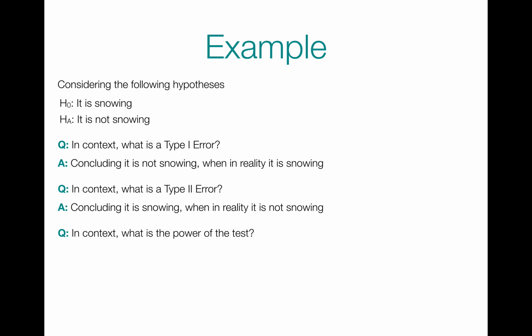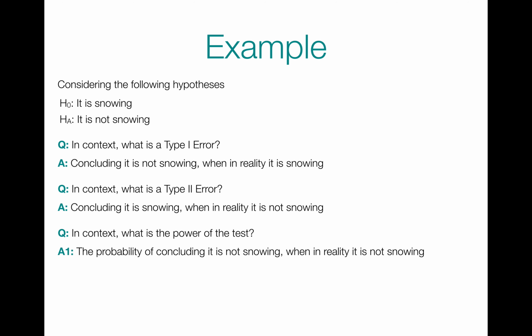So, lastly, what about the power? Now this is probably the trickiest part of the three. So, remember the power was the probability of rejecting a false null. So if I reject, I say it's not snowing. If the null is false, that means the reality is it's not snowing. So the first way you can write this is the probability of concluding it is not snowing when in reality it is not snowing. Basically, you've made the right decision in a specific way.